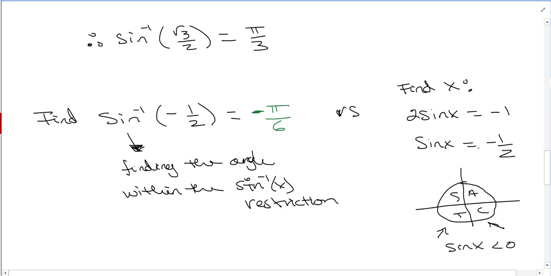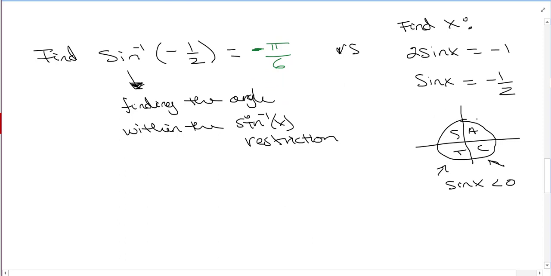So when I look at something like this, I'm going to have two angles: an angle in quadrant 3 and an angle in quadrant 4. And oftentimes you might see things like between 0 and 2 pi. If you see that, then that means you're between 0 and 2 pi. My reference angle is still pi over 6, but now I need to find it in quadrant 3 and in quadrant 4.